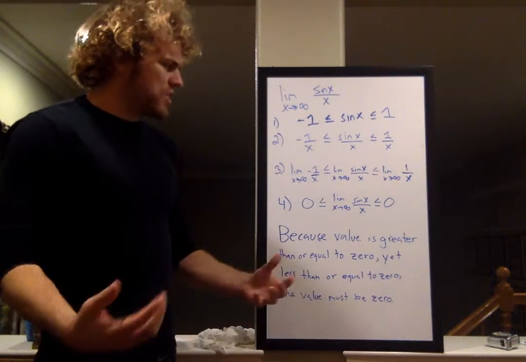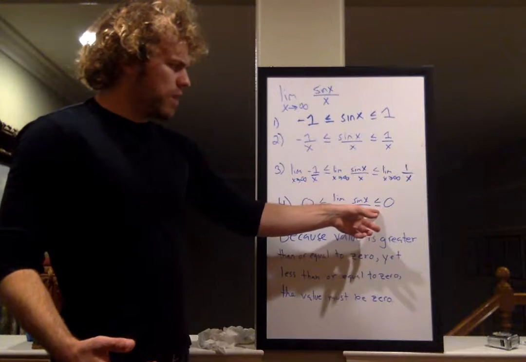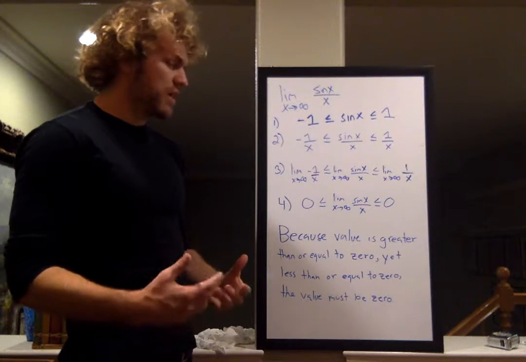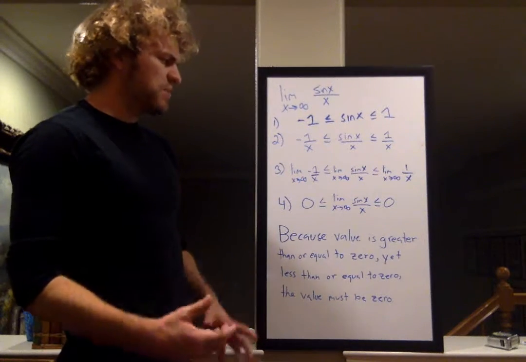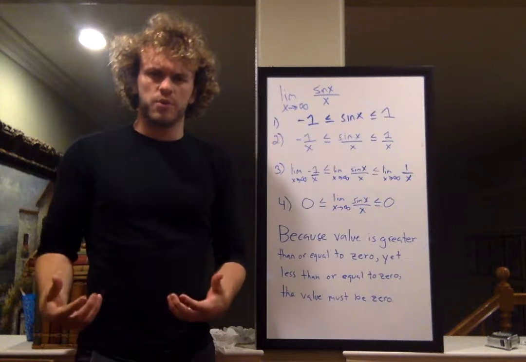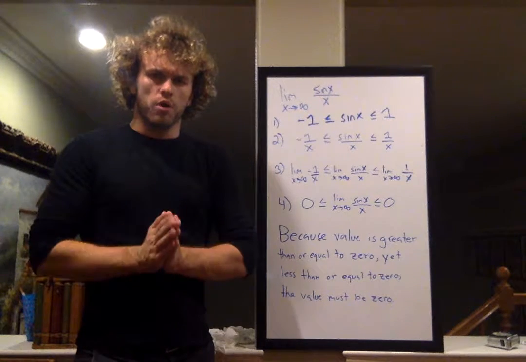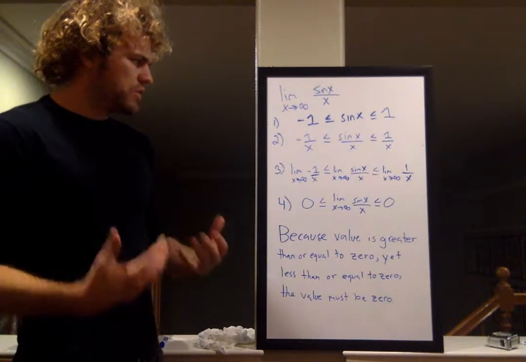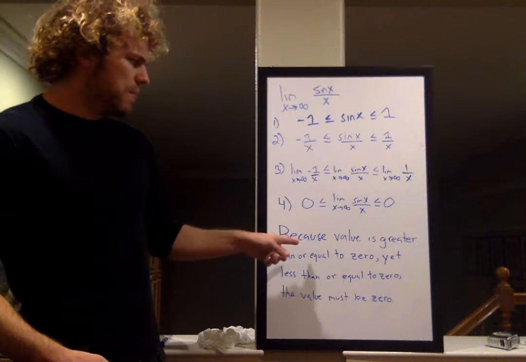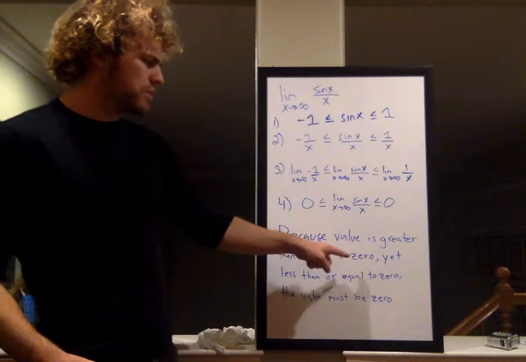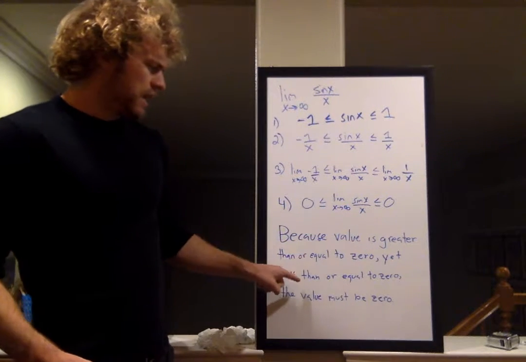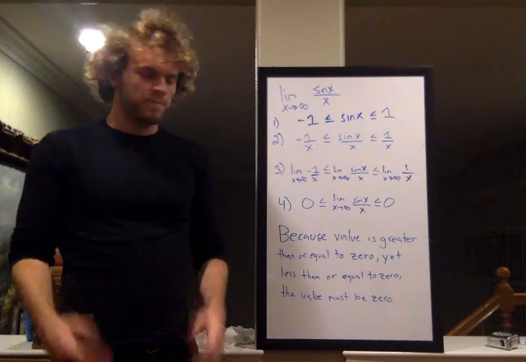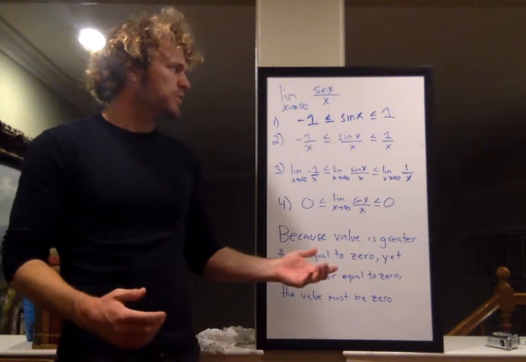So our boundary states that 0 is going to be less than or equal to the limit as x approaches infinity of sine of x over x, but that's also going to be less than or equal to 0. So the only way this works is if our value is equal to 0. Because the value is greater than or equal to 0, yet less than or equal to 0, we know that the value must be 0. Okay, and this is an example of the squeeze theorem.